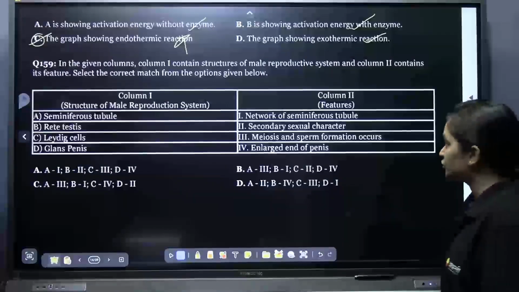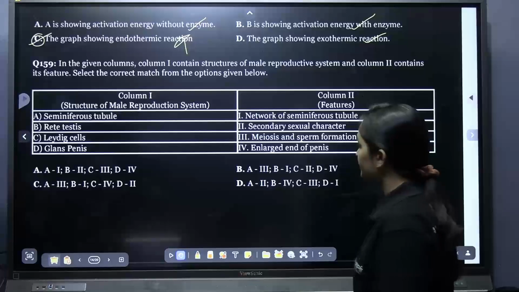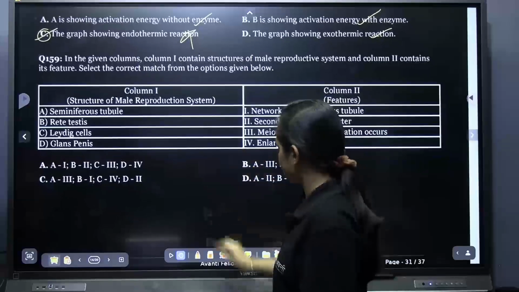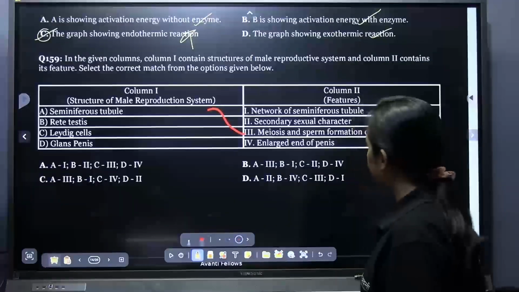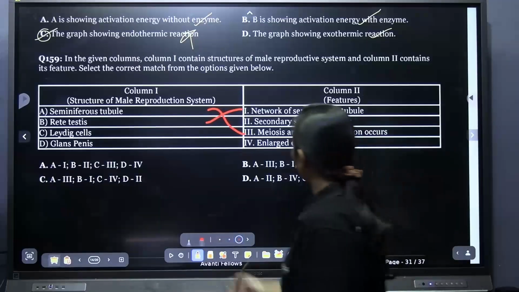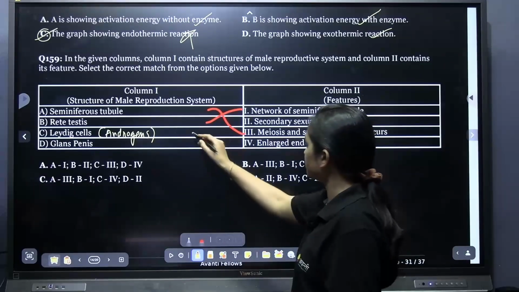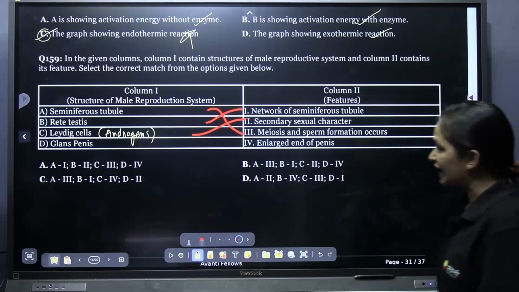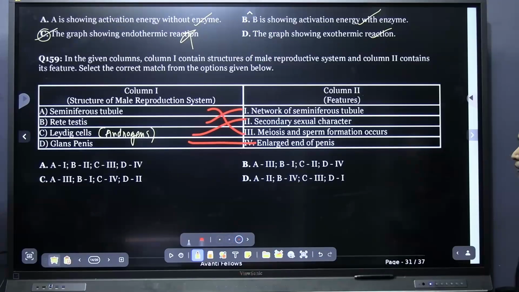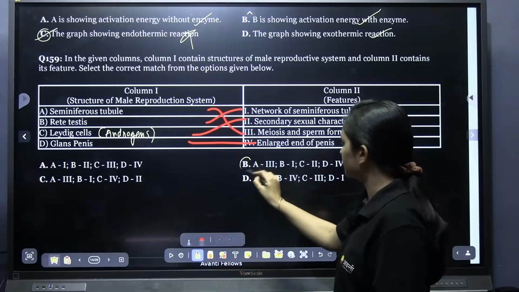In the given columns, column 1 contains structures of the male reproductive system, column 2 contains its features. Seminiferous tubule: meiosis and sperm formation, yes. Rete testis is a network of seminiferous tubules. Leydig cells produce androgens, which give secondary sexual characters in men. Glans penis is the enlarged end of the penis, yes. So it is 1-3, B-1, C-2. B for Bombay is the correct answer.